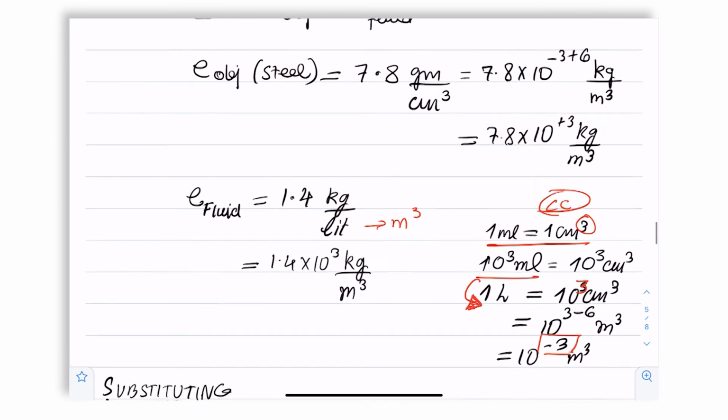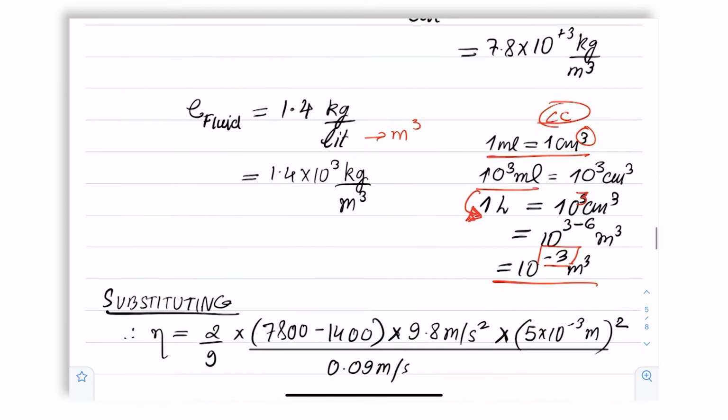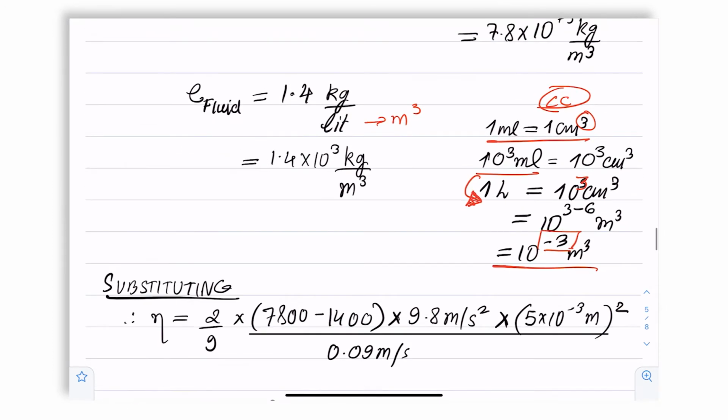Okay. So, with this in hand, we can convert our kg per liter to kg per meter cube. So now that we have the two density values for steel, we have in terms of kg per meter cube 7,800, and for honey we have 1,400 kg per meter cube. So now we are in a position to substitute all the values.